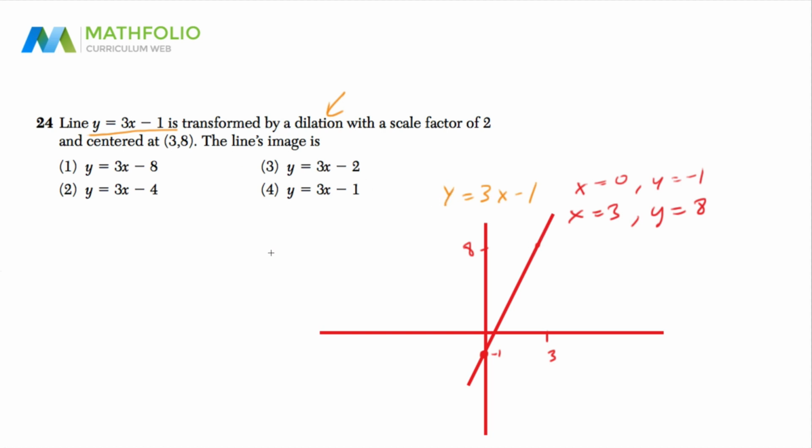So this line is going to stretch away from this point. So the line itself is going to look exactly the same. Just points that are close get 3 times further away. But because the center of this dilation is on the line, we know that the new line is going to look exactly the same because it goes on forever and ever anyways. So therefore, that's our answer. Y equals 3x minus 1. That's our answer for question number 24.